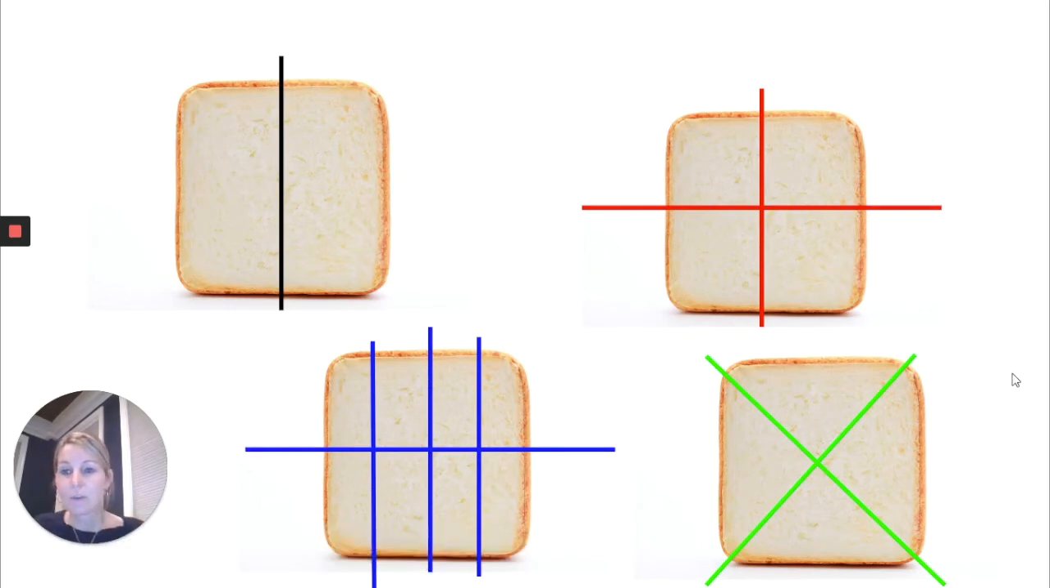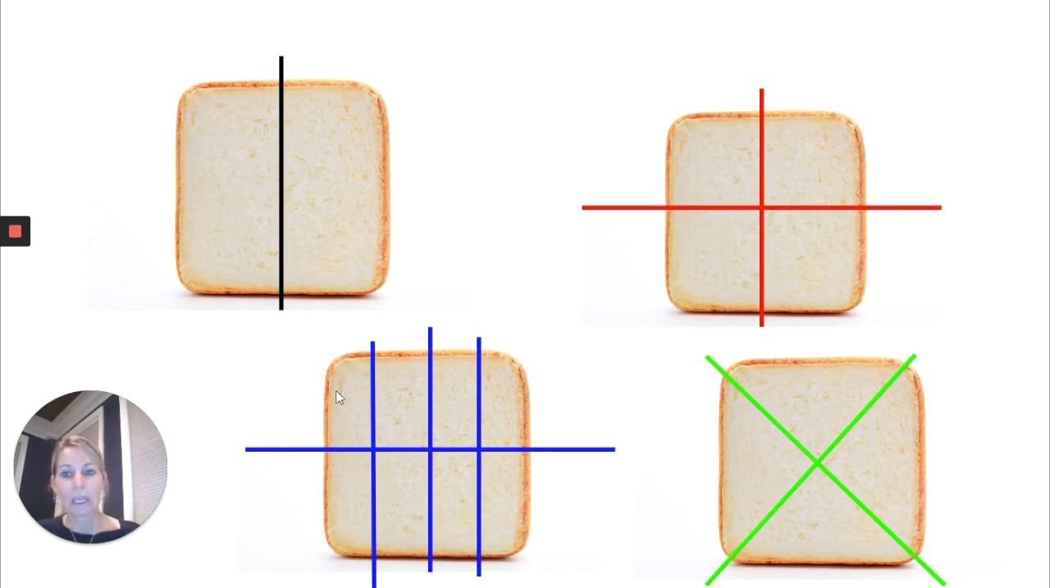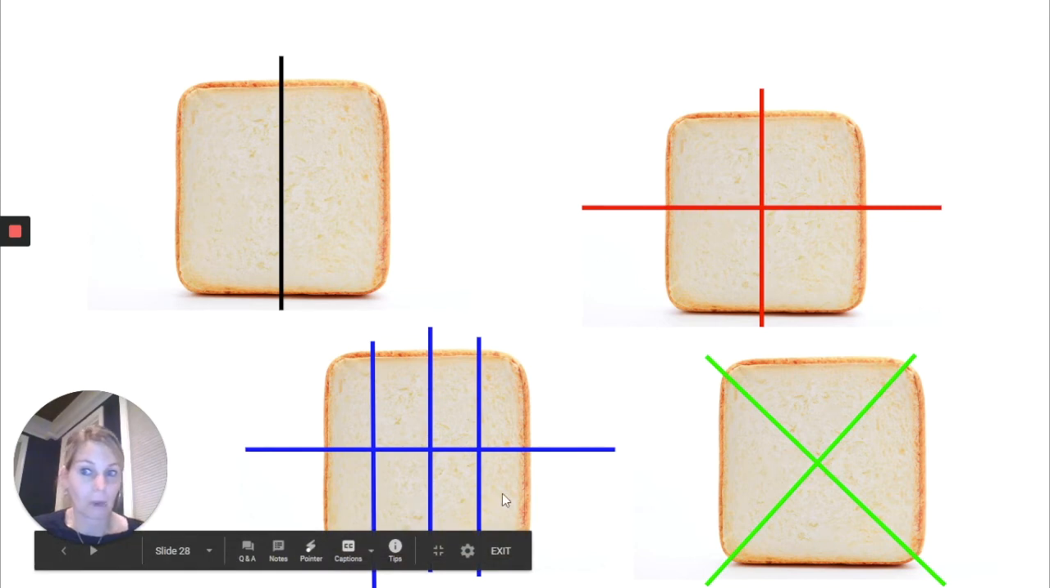I wanted to give you all some examples of how I would split the sandwich. The first one I split into half or two parts. The second one I split into fourths or four parts. So one person would get 2/4 and the other person would get 2/4. The next one I split into eighths. So one person would get 4/8 and one person would get 4/8.